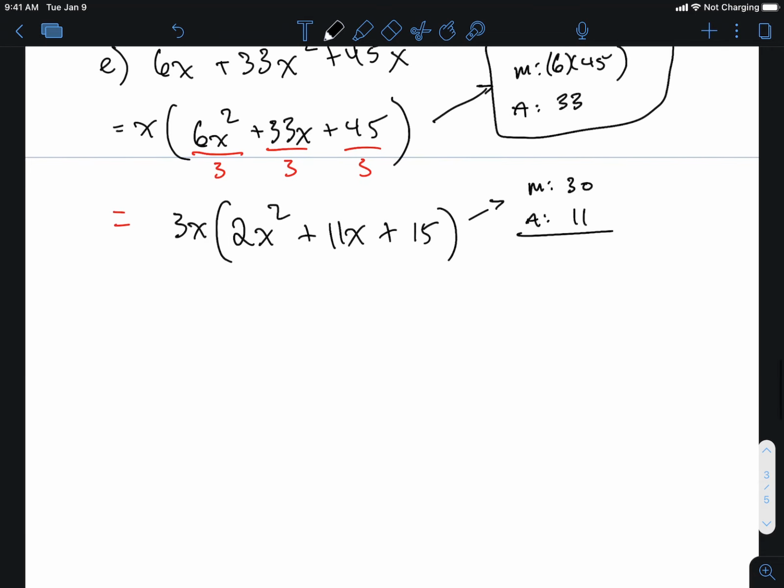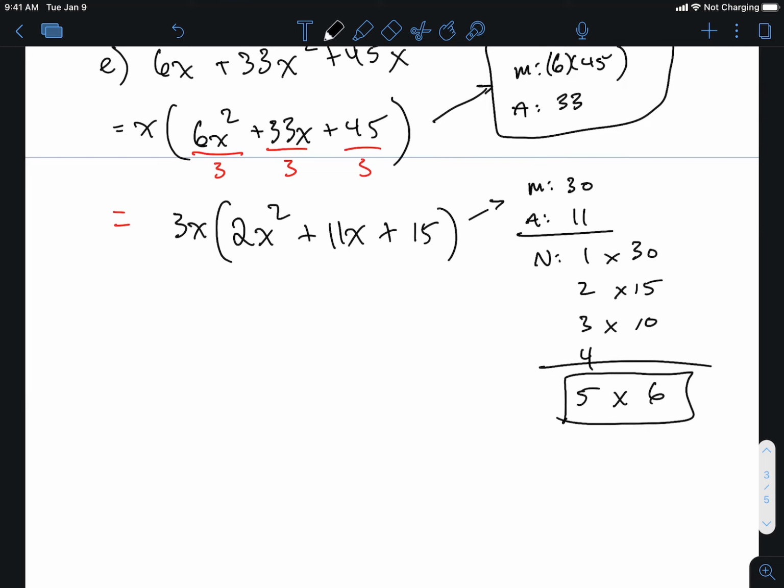Right? With this one, we can start listing our numbers here. 2 numbers that, well, we could just go 1 times 30. Not going to add to 11. Let's go to the next one. 2 times 15. Not going to work. 3 times 10. Not going to work. I don't think 4 goes into 30, so you get to skip that one. Let's go to 5. 5 times what gives you 30? Bingo. All right, there are your 2 factors. They both add to 11 and multiply to 30. Okay.